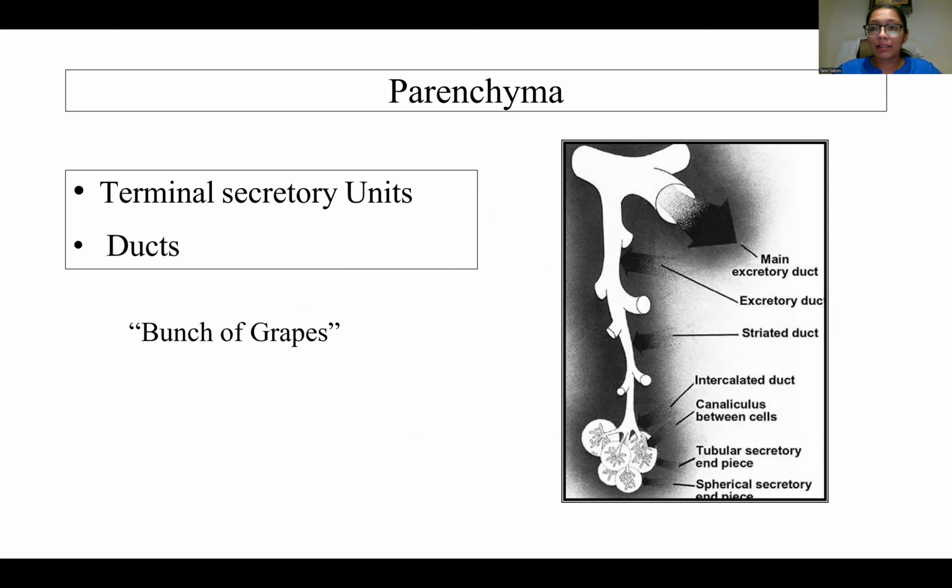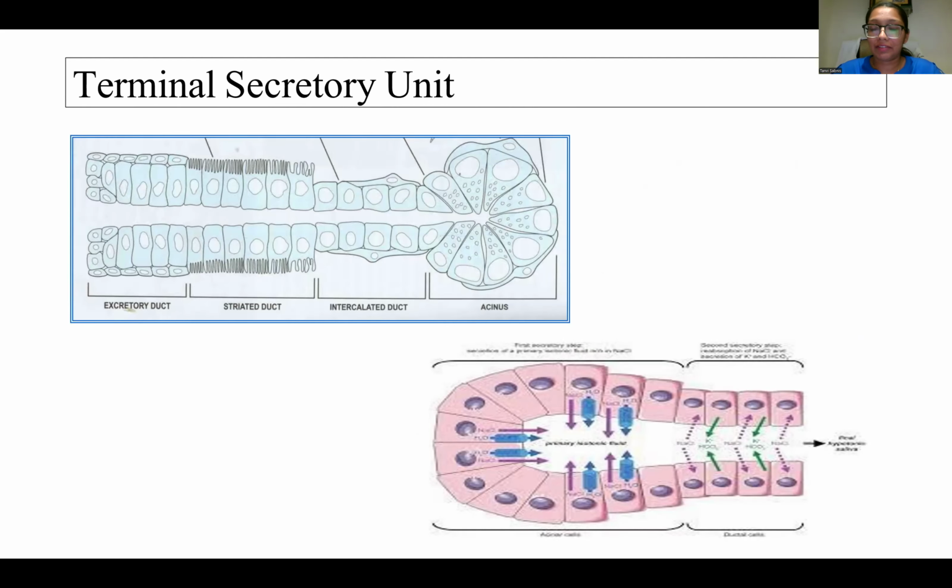So coming to the parenchymal component, the parenchymal component is nothing but the epithelial component. It is derived from the oral epithelium and consists of the terminal secretory units. So the basic functional unit of a salivary gland is a terminal secretory unit.